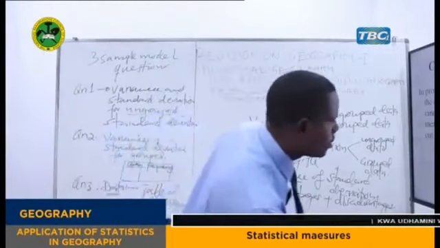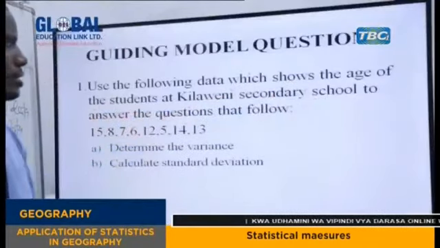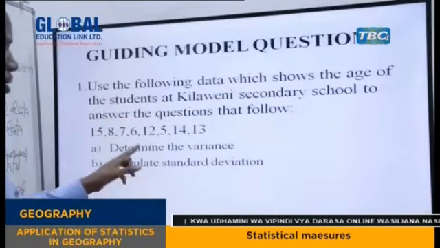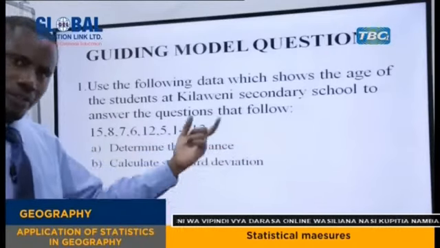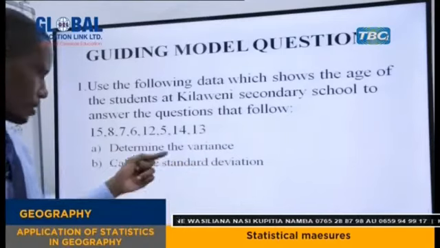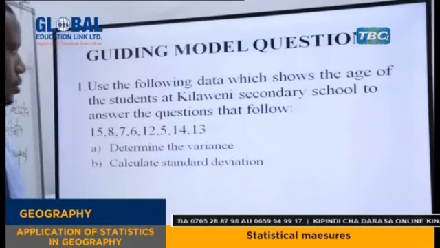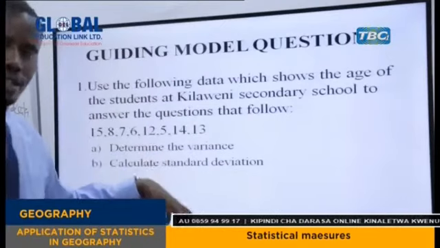So the first question says, use the following data which show the ages of the students at Kilaweni Secondary School and answer the questions that follow. You have been asked to determine the variance, but in part B, you have been asked to calculate the standard deviation. So this is the sample question for ungrouped data.